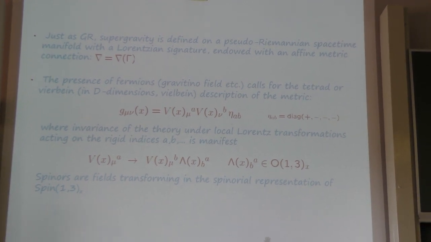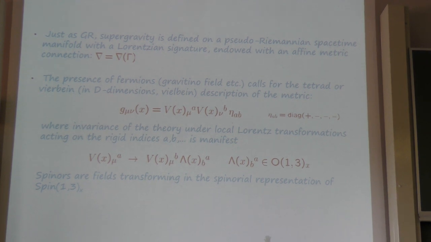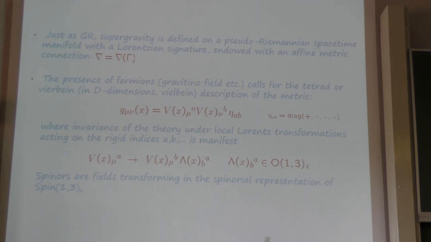Now, the presence of fermions, as I just said, like the gravitational field, calls for the so-called tetrad or vierbein in 4 dimensions, or in generic dimensions, the vielbein description of the metric. Why do we need this kind of formulation for describing fermions in curved spacetime? Well, in flat spacetime, fermions are described as fields transforming in a specific representation, a spinorial representation, of the Lorentz group, or better, of a double cover of the Lorentz group, the spin group.